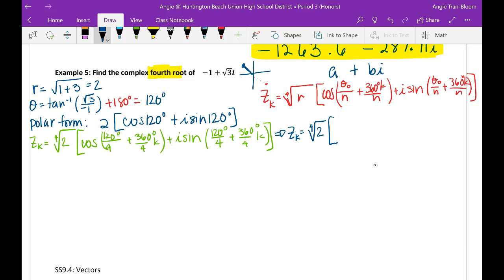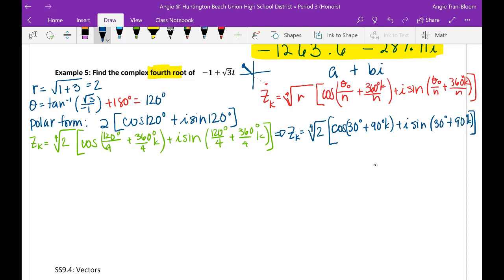If you write enough where you know what to do on the homework, then that's all you need. But if you're like me and need to see everything, then write it all out. 120 divided by 4 is 30 degrees, so cosine of 30 degrees plus 360 degrees divided by 4, which is 90k. Box that up because that goes together. And then same thing for sine: i sine of 30 degrees plus 90 degrees k.